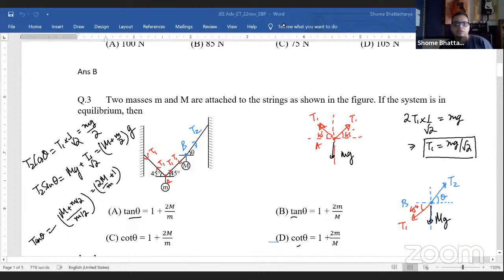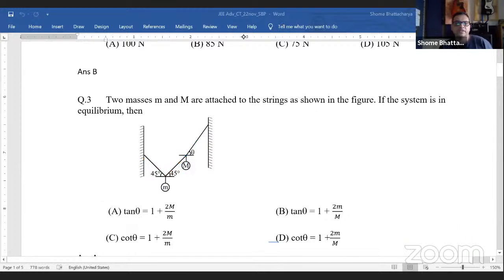Okay, so Yojit and Ranak, is the third one clear? Okay, so let's move on back to the second question.